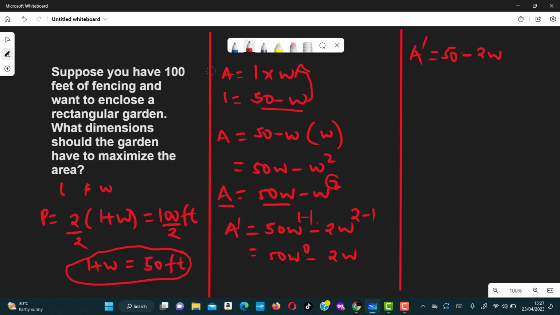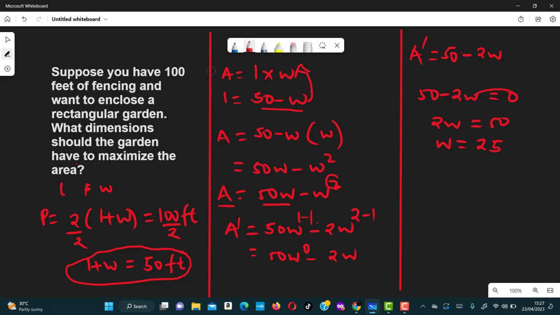So like we said before, we can take the derivative of the area and set it equal to 0. That means 50 minus 2W is the same as 0, and therefore 2W is 50. That means W is 25.